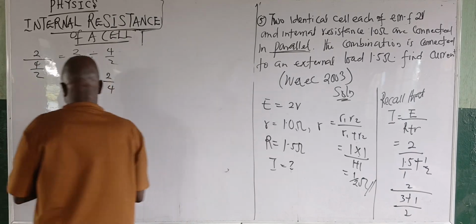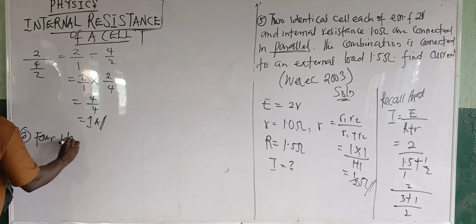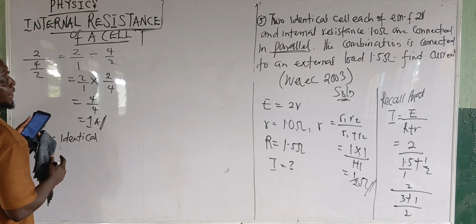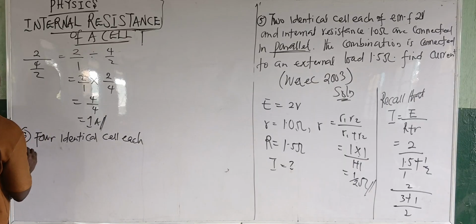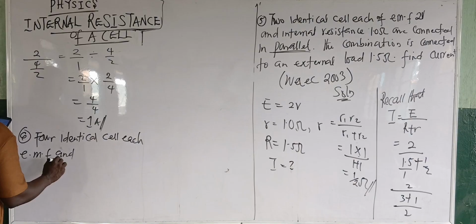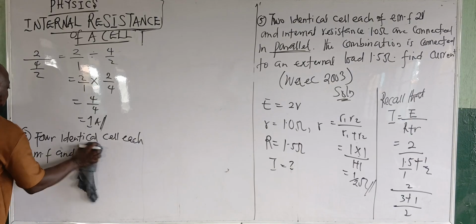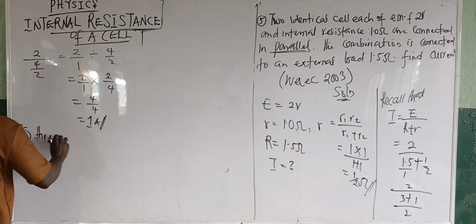So next question, number 6. I'm having my number 6 question here. We are told that 4 identical cells each... no, this is a different question.